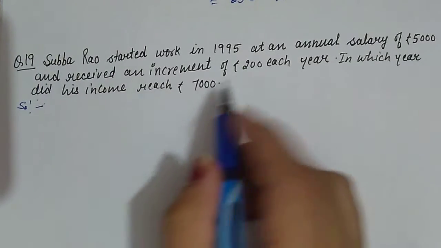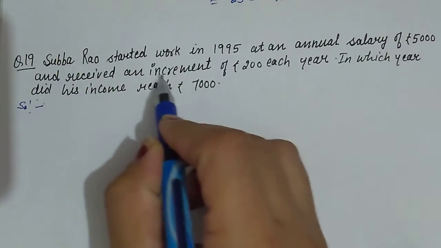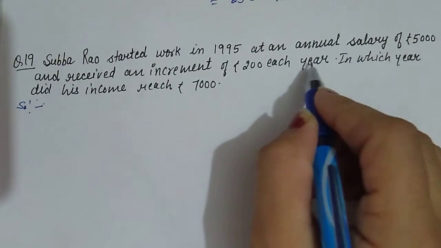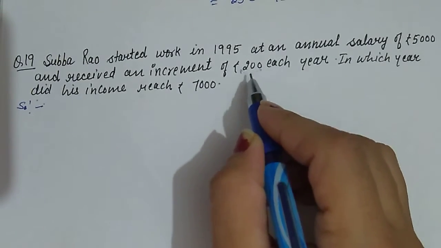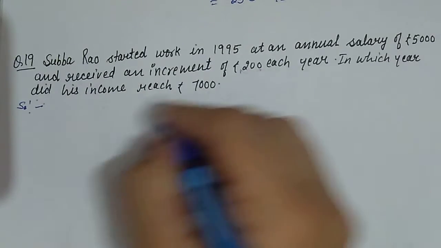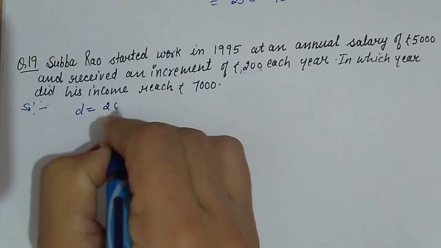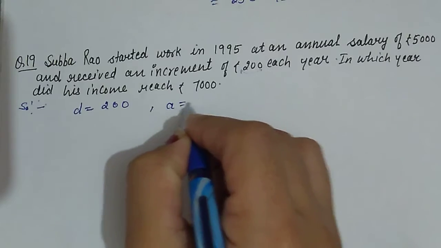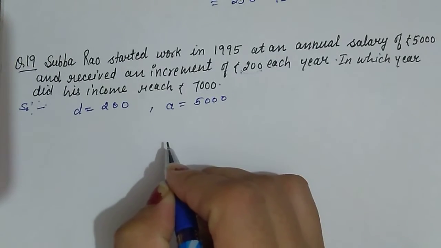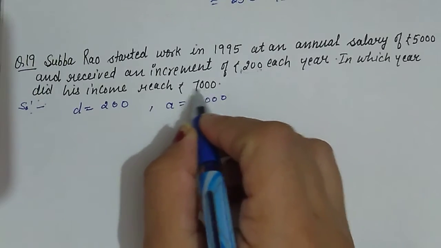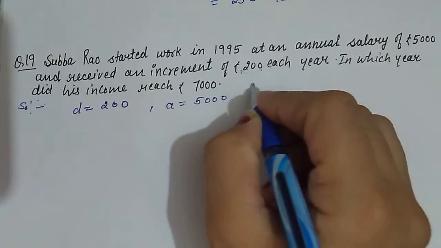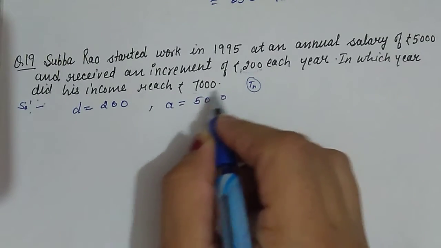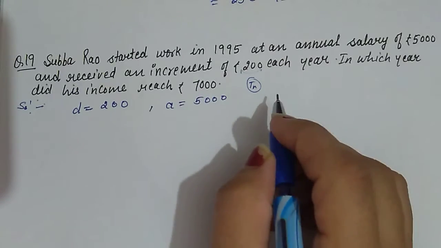Solution is: he is talking about an increment. This is a definite amount. He is getting 200 each year. This is a fixed amount, so it can be the common difference, right? So D is 200, and the salary started from 5,000. It means this is the first term, right? So this will be the total n terms. We have to find n, the number of terms.